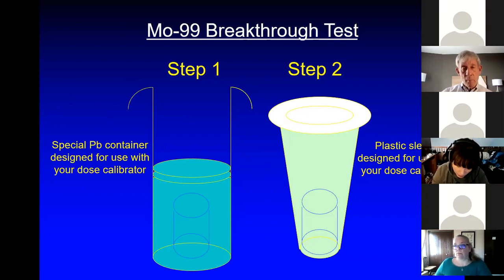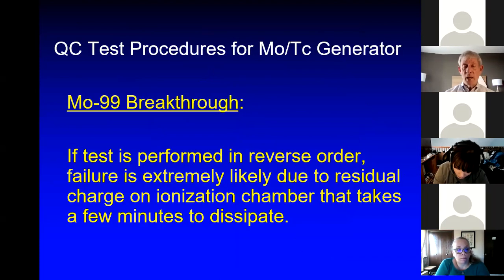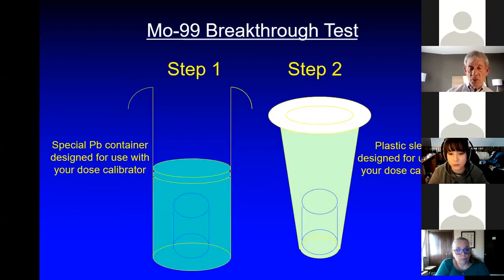We take a reading. So then we will take the microcuries of molybdenum, divide by the millicuries of technetium, and we come up with the ratio. Now, what about this? What if you did it in the reverse order? Let's go back to that diagram. You did it in the plastic sleeve first, and you got your technetium reading. Then you did it second in the special lead container, you got your moly reading.